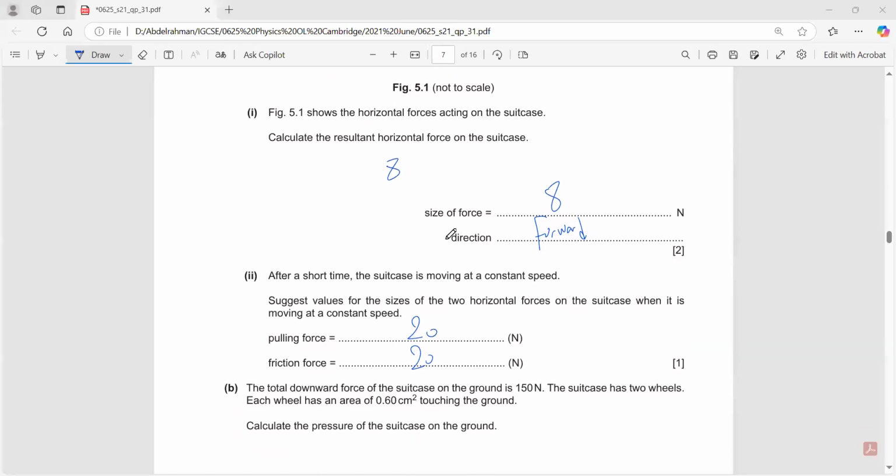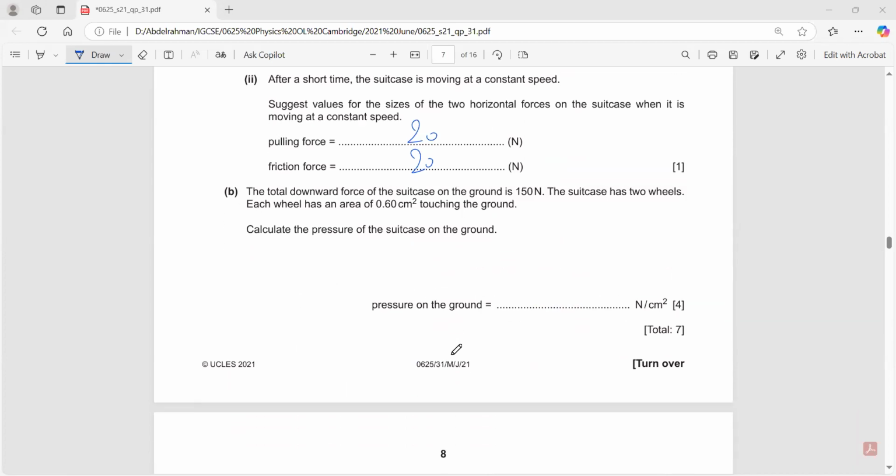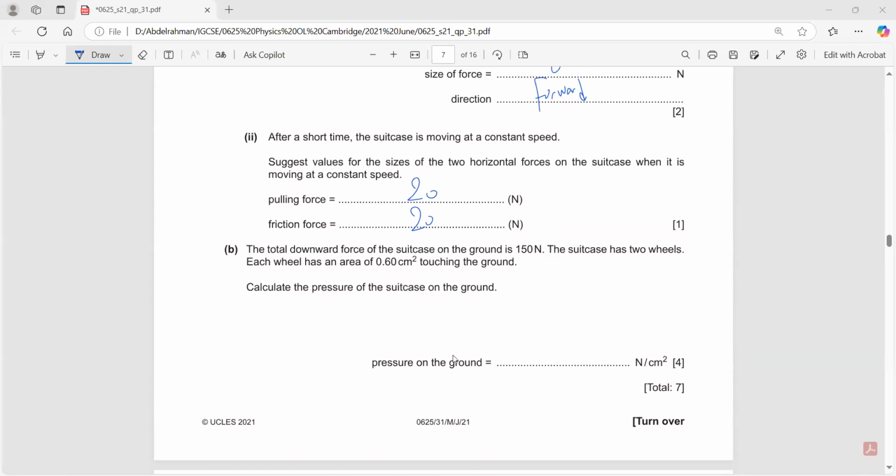Can I find the pressure? Yes, definitely I can find the pressure. Pressure equals force over area. So the force is 150 newtons and the area is 0.6 centimeters squared. This would be the total pressure. Would this be correct?